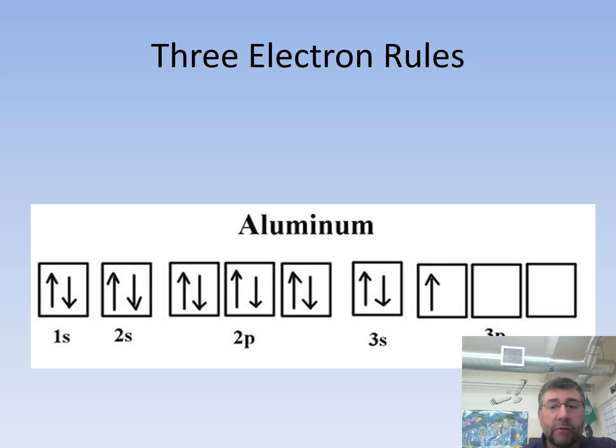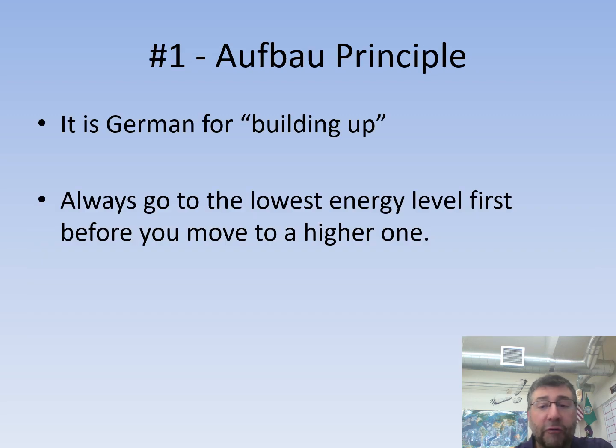So here are the 3 electron rules. So we talked about an electron orbital diagram. How do you know where to put the arrows? And how do you know what order to put the arrows? Well, let's start with the first rule. The Aufbau principle is German for building up.